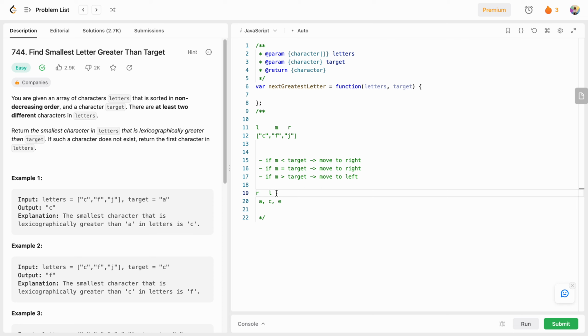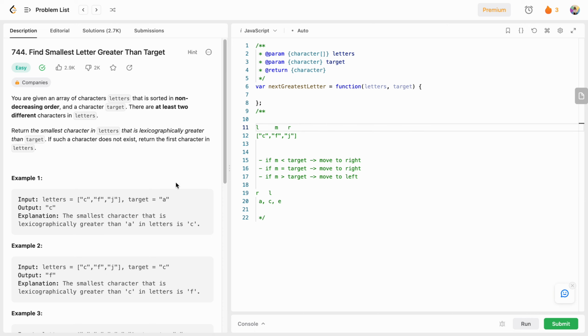The index of left is greater than right, so in that case we stop right there and then we return the index of left. So what is the value at the left index? It is equal to c, and that's our correct answer, right? Since we are looking for target a, so that is our correct answer. We return that. Let's look at this case.